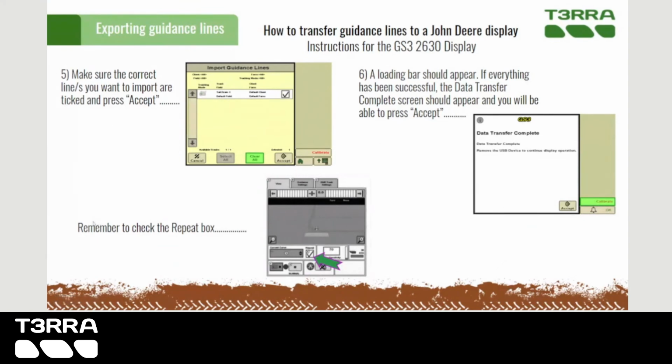Make sure the correct lines you want to import are chosen and press Accept. A loading bar should appear. If everything has been successful, the Data Transfer Complete screen should appear and you'll be able to press Accept. Your guidance lines have been imported into your John Deere GreenStar display and are now ready to be used with AutoTrack. Remember to check the repeat box.